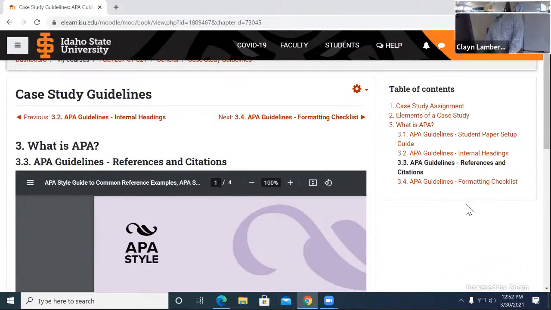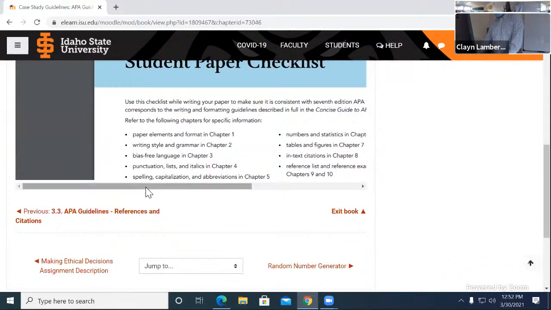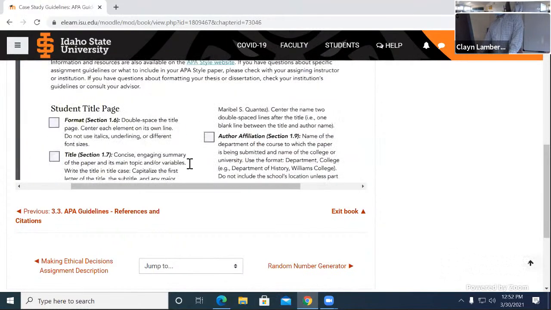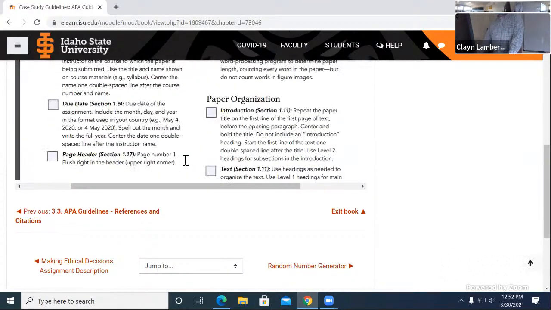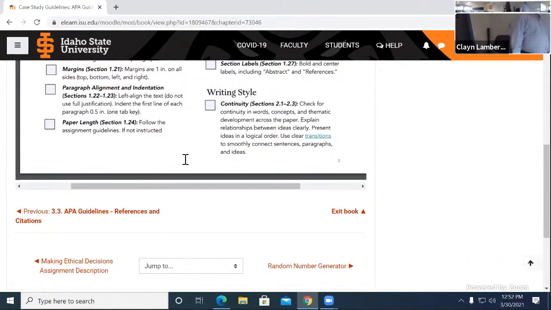And then finally, when you're done with the paper, here is a list of things to look for to make sure you've covered what you need to cover for this paper. I am not going to be a jerk about this checklist. I am not an APA Nazi.